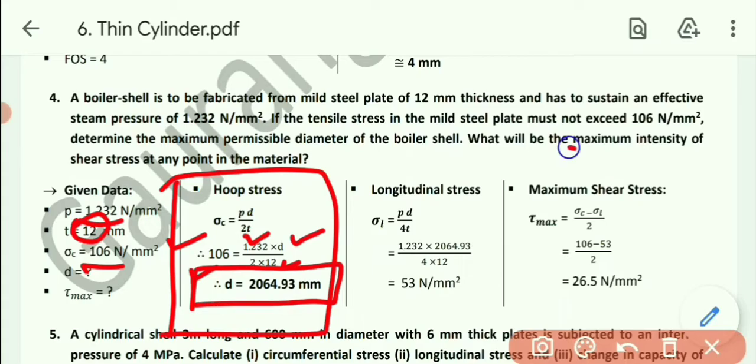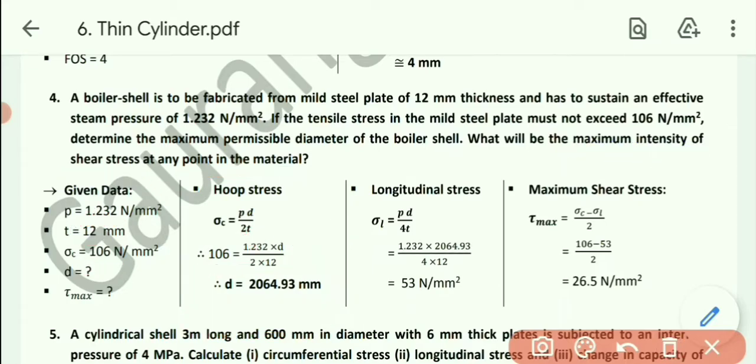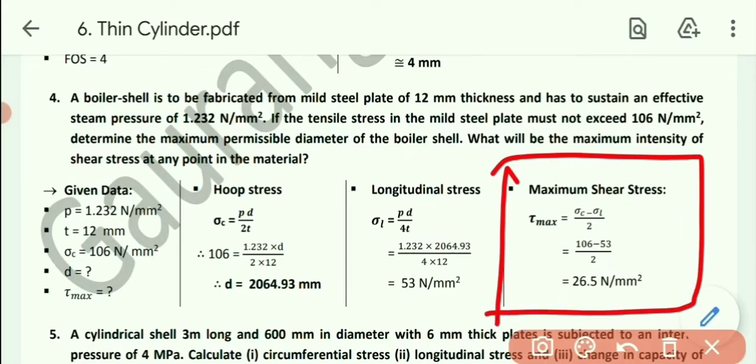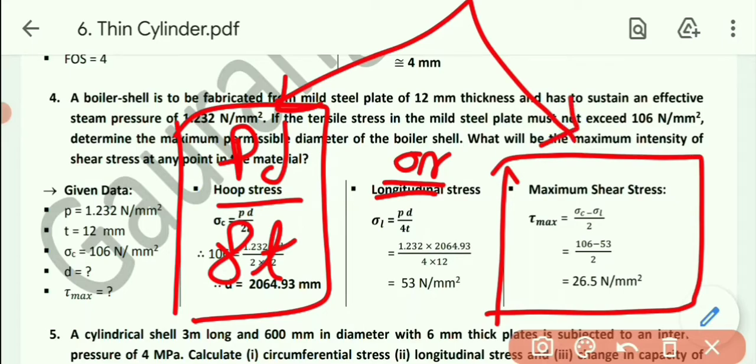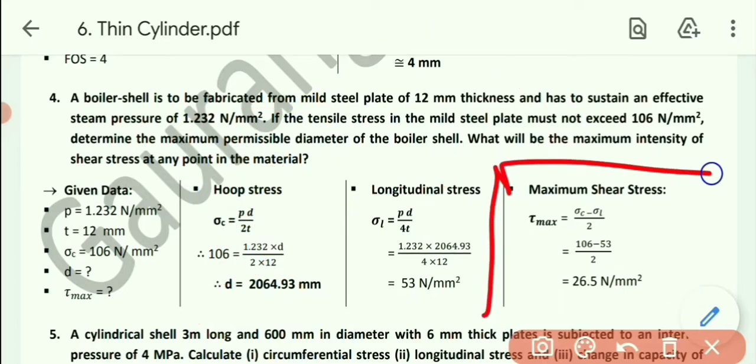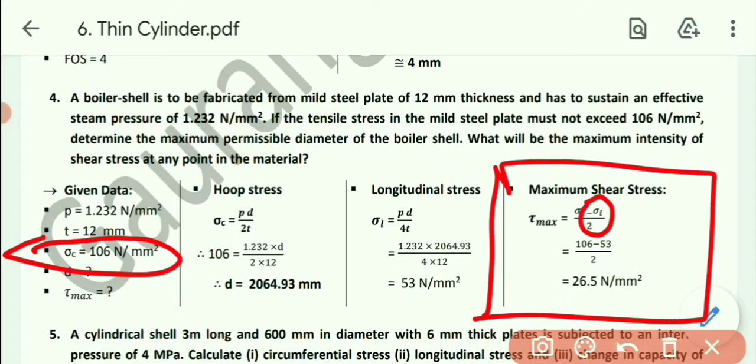Now they have also asked the maximum intensity of the shear stress, means tau max. We have seen the formula of tau max in the theory. Tau max equals sigma c minus sigma l divided by 2, or you can also apply the formula PD divided by 8T. You can apply either of these two formulas, you will get the same answer. I am applying sigma c minus sigma l by 2. I already have the value of sigma c in the data, but I do not have the value of sigma l, so I will calculate sigma l first.